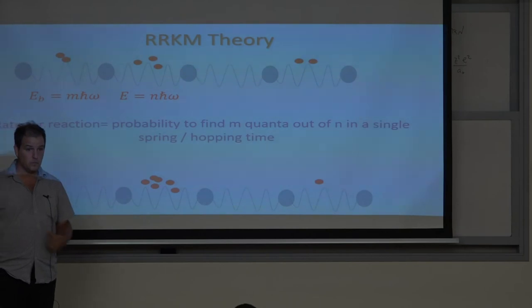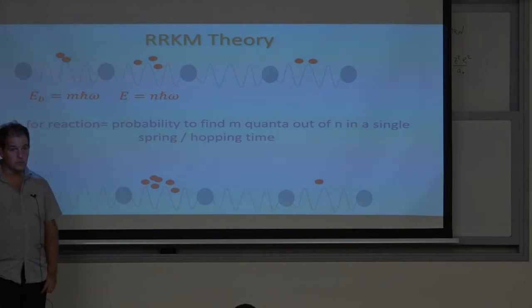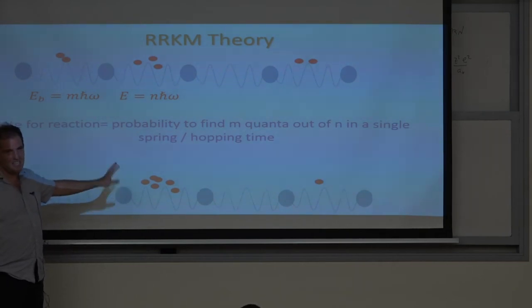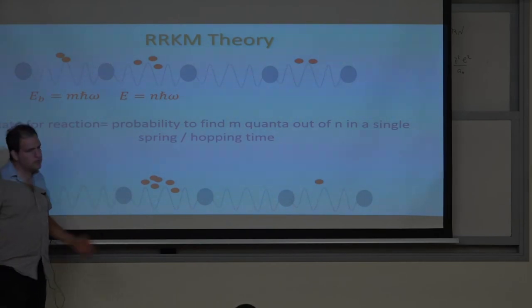Yeah, but does it still distribute evenly between all the springs, or do I have springs at the end and springs in the middle? So this is like the simplest theory you can do. Okay, it's not exact. It's a simple theory. It gives you orders of magnitude, not more than that. Okay, but it's very useful for chemists.